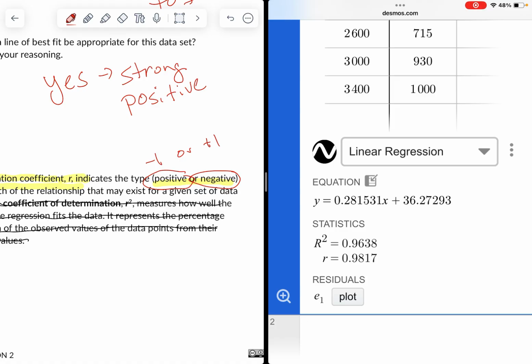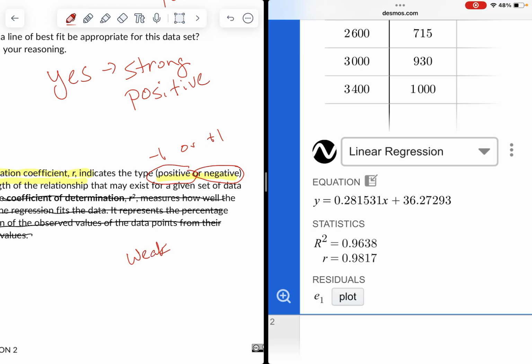If you're somewhere in the middle, closer to 0, like 0.1, 0.2, 0.3, these would be weak. Weak would be 0, 0.1, -0.1, -0.2, +0.2, -0.3, +0.3. Those would all be weak. To be strong, I would say you probably need to be 0.8, 0.9, 1, or -0.8, -0.9, -1.